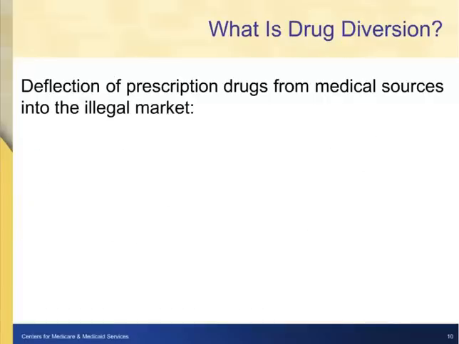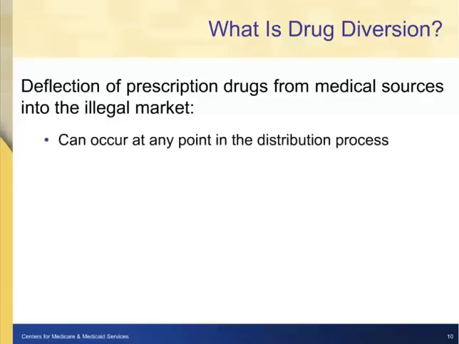What is drug diversion? Drug diversion is simply the deflection of prescription drugs from medical sources into the illegal market. Drug diversion also includes the use of prescription drugs for illegal or non-medical purposes. Drug diversion may occur at any point in the distribution process of prescription drugs, from the manufacturer to wholesale distributors to pharmacies and ultimately the patient pursuant to a provider's prescription.